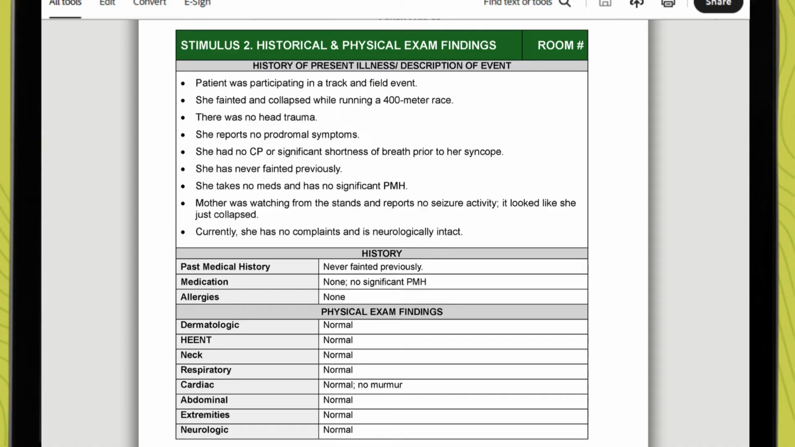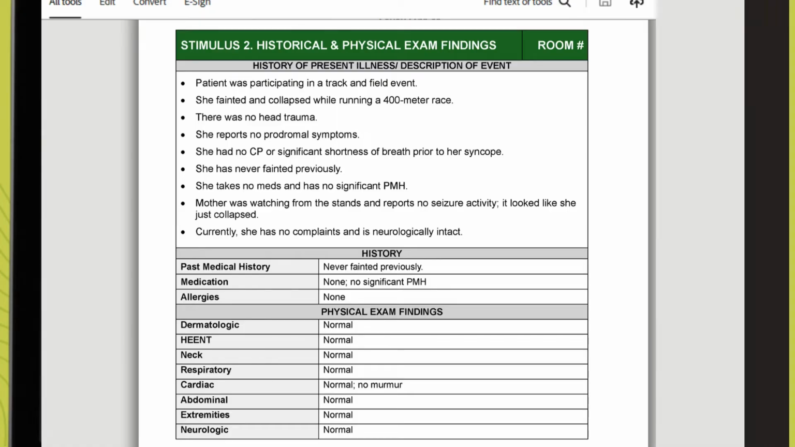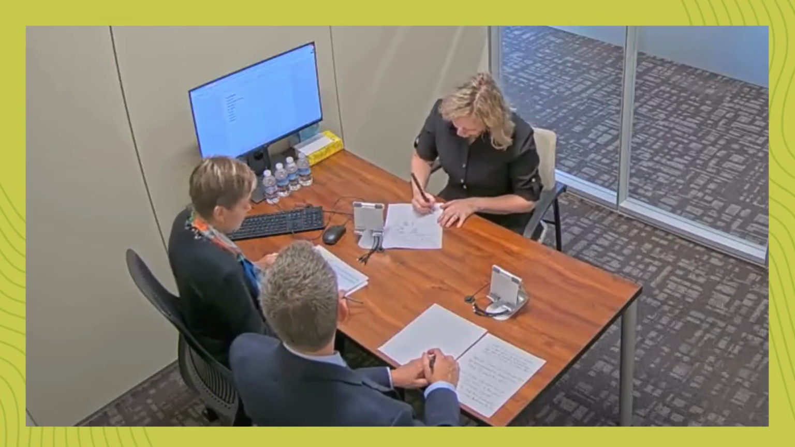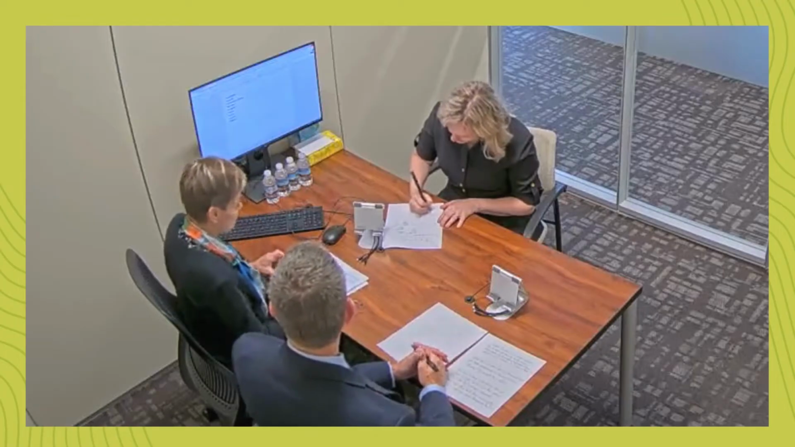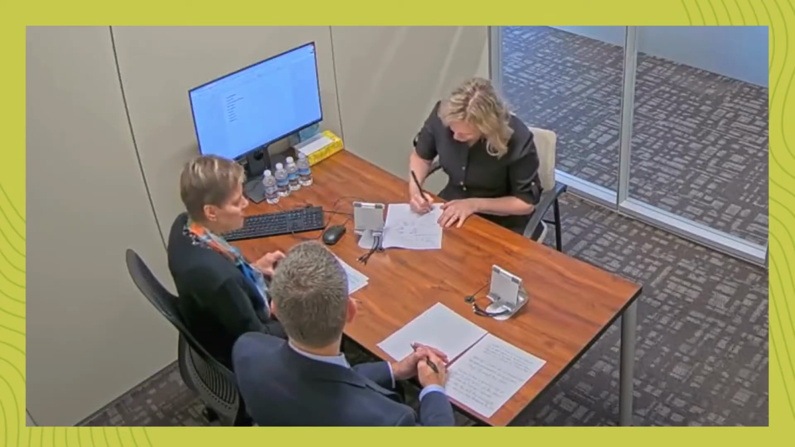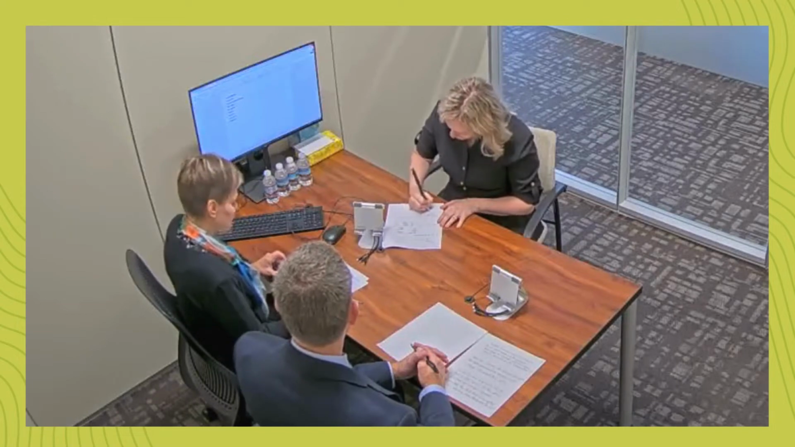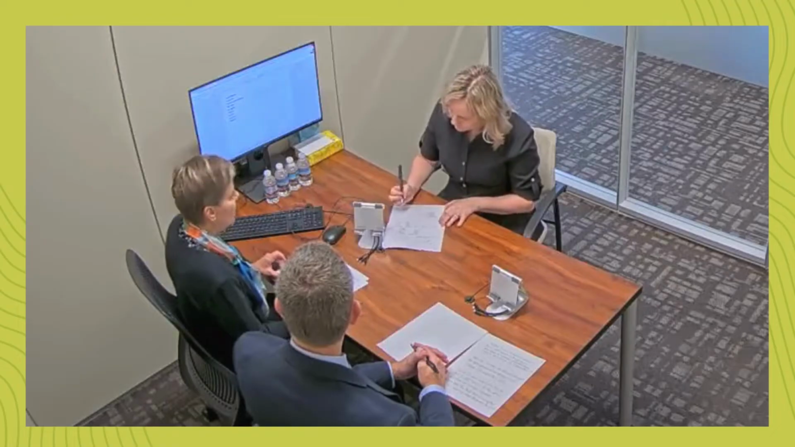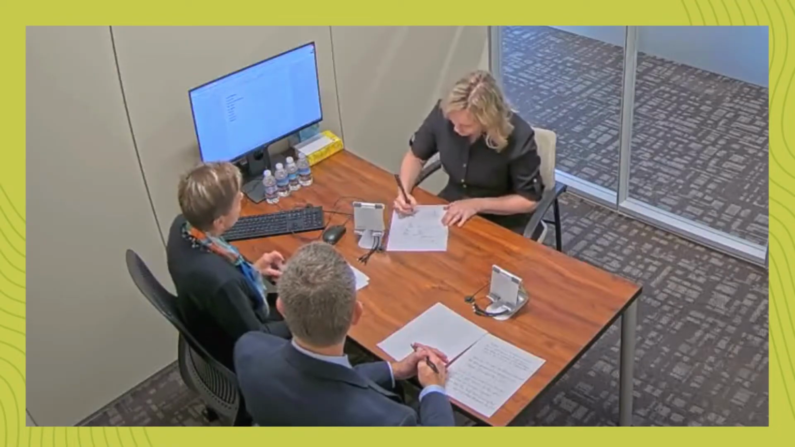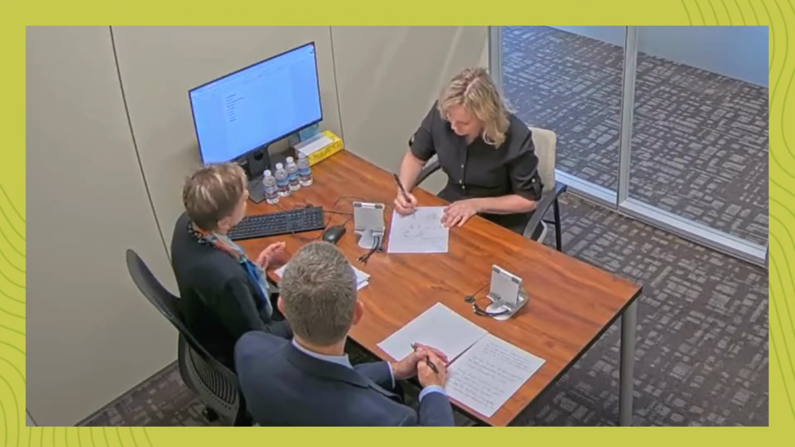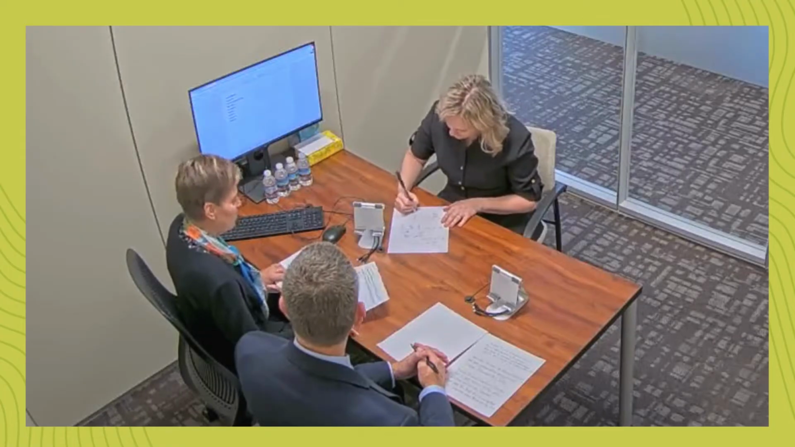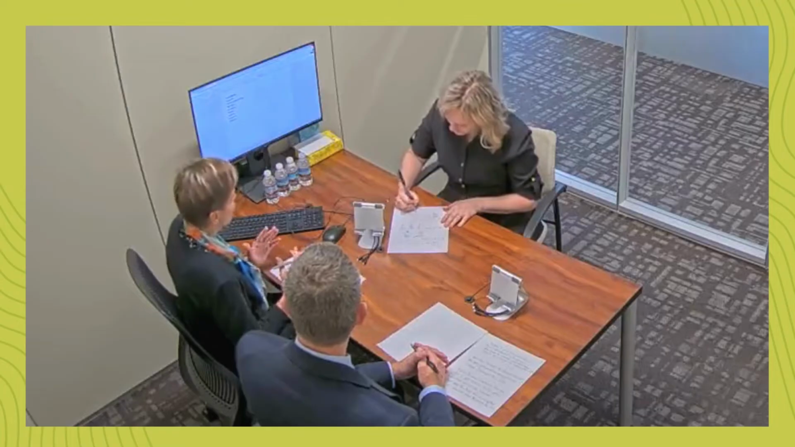Here are the additional historical and physical exam findings, and they're also displayed for you on the screen. The patient was participating in a competitive track and field event, and she fainted and collapsed when she was running her 400-meter race. There was no head trauma. She denies any prodromal symptoms, specifically no chest pain and no shortness of breath prior to her syncope. She's never fainted before. She takes no medications, and she has no significant past medical history. On exam, she has no complaints. She's neurologically intact. Her cardiac exam is normal without a murmur, and there is no evidence of seizure activity on your examination.